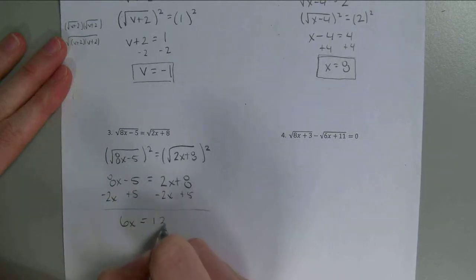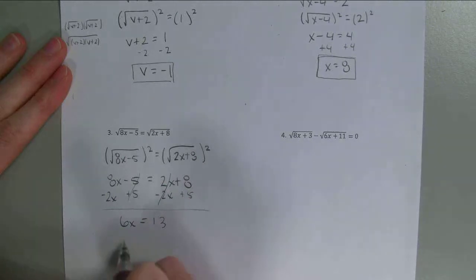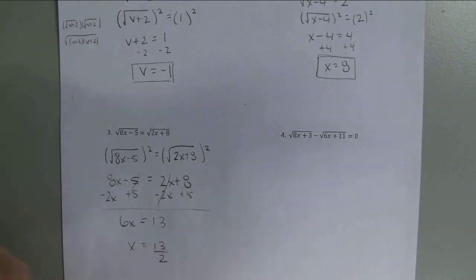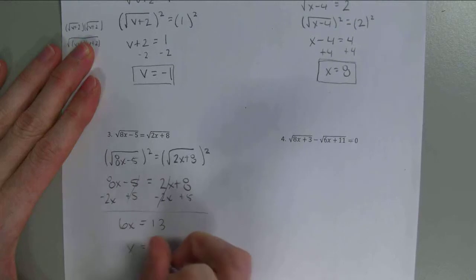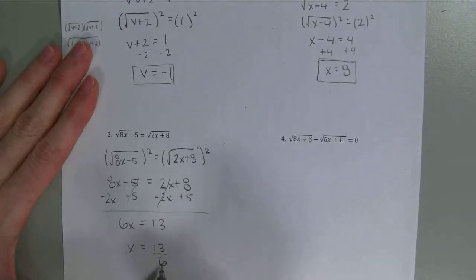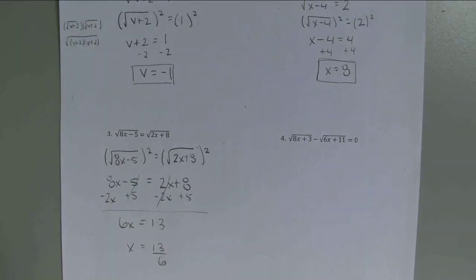Does that look right? So x equals 13 halves. Oops, not 13 halves, 13 sixths. Okay? So I like to keep my x's positive, so I subtracted the 2x over here. Since I subtracted the 2x over here, I'm going to add the 5 to the other side. So you get 6x equals 13, so your last move is to divide by 6.